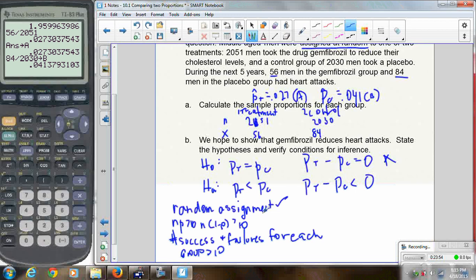We have the random assignment, and then again we want to assume that each population is greater. So we'd say that population 1 is greater, or population, I guess I should call that a T to correspond with the rest of my subscripts. So the population of the treatment group is going to be greater than 20,510 men, and then the population for the control group we'd assume would be greater than 20,300, and that's fine. There's more than enough men to meet that condition.